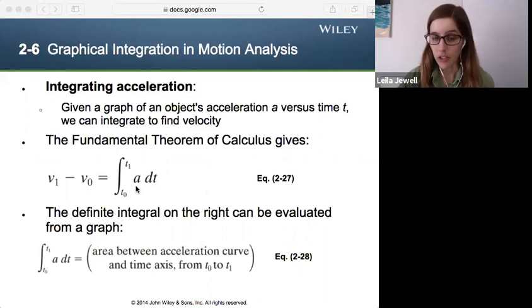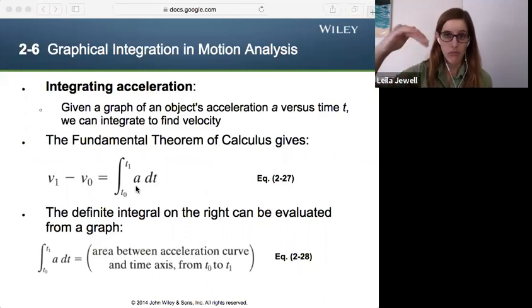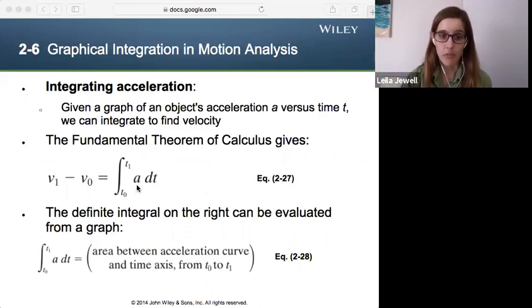We could find an equation for how acceleration depends on time. Or if we have a graph of how acceleration varies versus time, then we can just find the area under the curve between that acceleration curve and the time axis. And that will allow us to calculate this definite integral on the right side. And that would then give us the change in velocity that is on the left side. So this is a pretty nifty, quick technique.